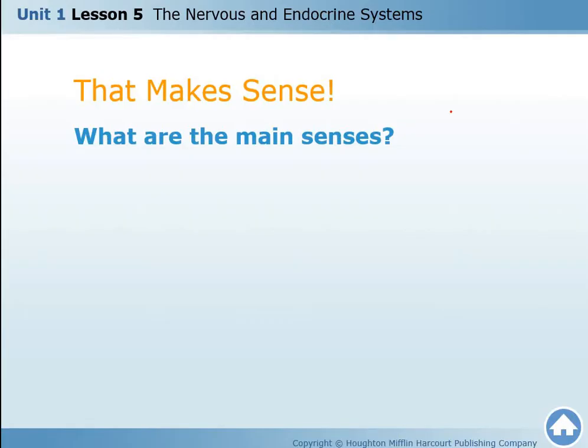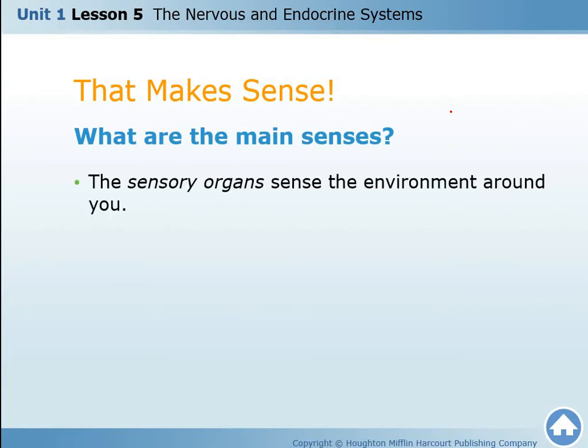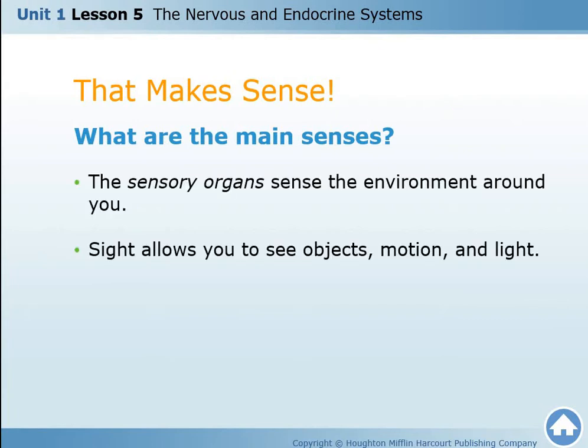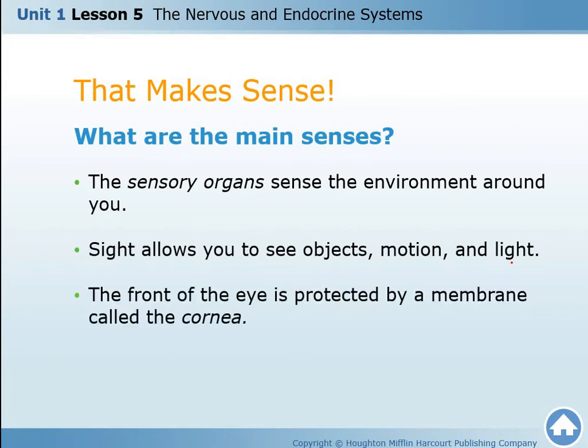We said that the nervous system receives the impulses from the surrounding environment. This happens through the sensory organs, like the skin, the eye, the nose, the tongue. Let's talk first about vision. How can we see objects? We see any object or motion or light through our eyes.